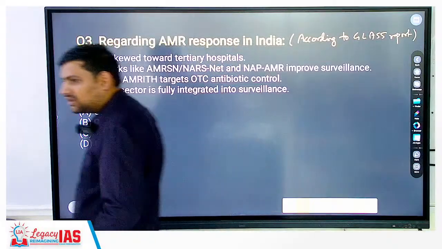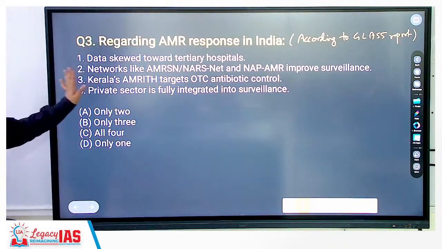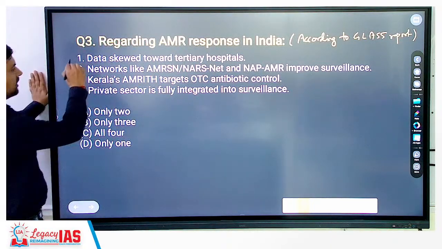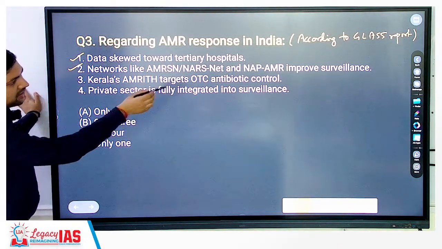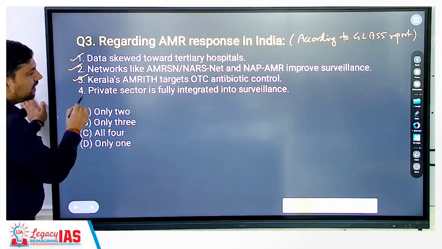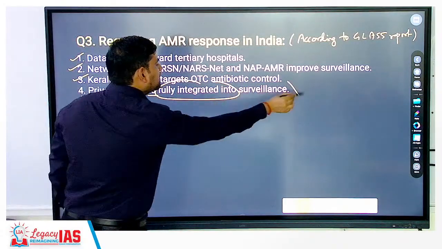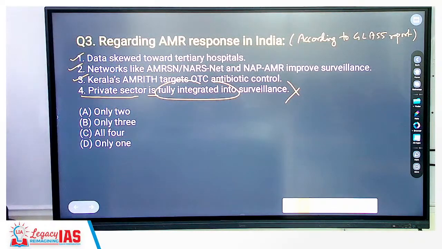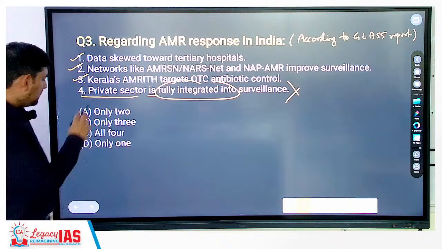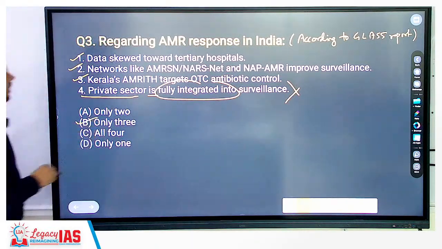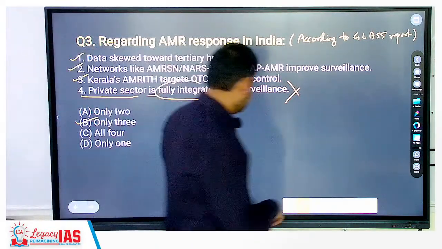Okay, which one is wrong? First is data skewed towards tertiary hospitals. Yes. Networks like this improve surveillance, yes. Kerala's KARSAP targets OTC antibiotic control, yes. Private sector is fully integrated into surveillance, no. If you know, some very specific tertiary hospitals of private sectors may be covered, but you have private hospitals in rural areas also, not covered at all. So answer becomes only 3. Then next.